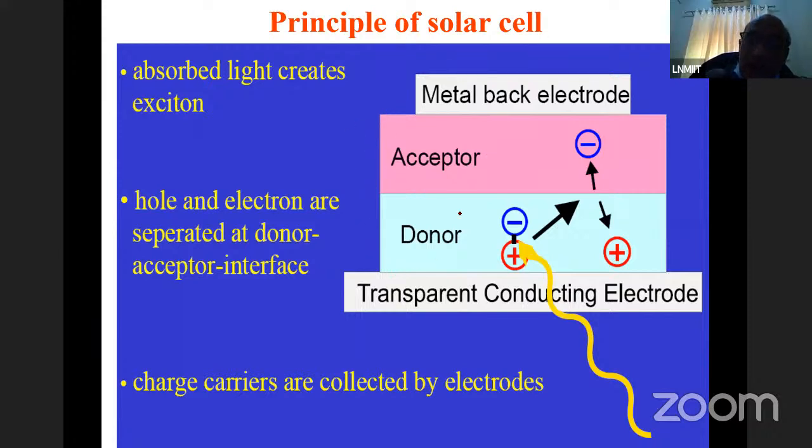This is the active layer, the combination of acceptor and donor. This is your transparent conductor. From here we make the light incident and excitons are created. Then the excitons diffuse toward the interface built up here, and electrons go in this direction while holes go in that direction. The electrons and holes are collected by the respective electrodes, the metal and the transparent conductor, and then go to the external circuit and generate the photocurrent.